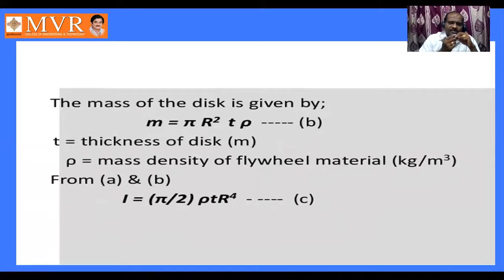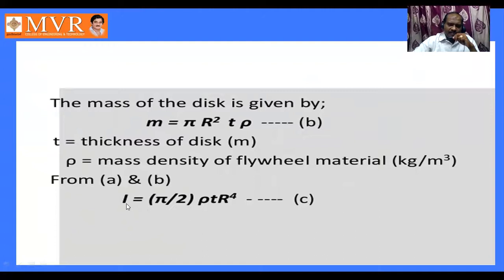The mass of the disc is given by the area, pi r square, into thickness into density of the material. So mass depends upon the area, thickness and density of the material. t is the thickness of the disc, rho is the mass density of the flywheel material, kg per meter cube.